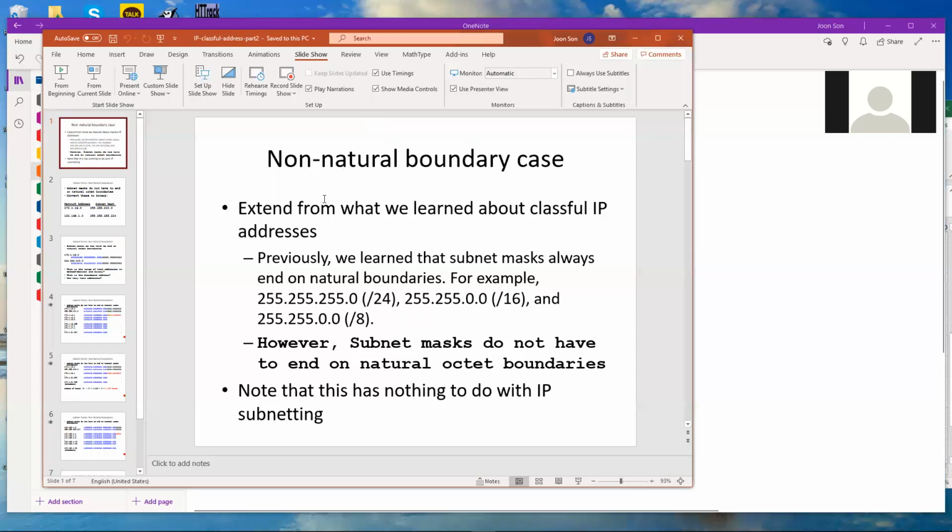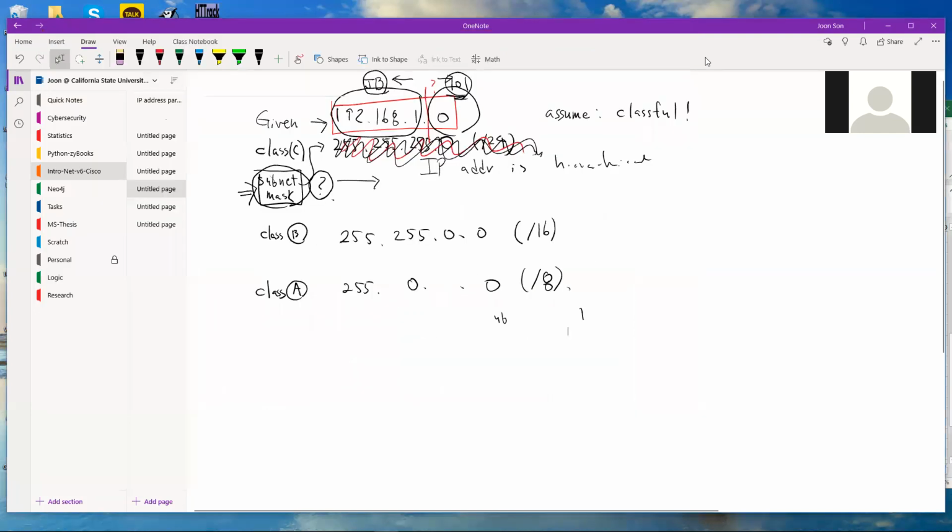For this non-natural boundary case, let's extend from what we learned previously about classical IP address and subnet mask. Previously, we learned that the subnet mask always ends on natural boundaries. For example, this is exactly like an octet. Each octet consists of 8 bits. So 8, 8, 8, 8. So the first octet, second octet, third, and fourth.